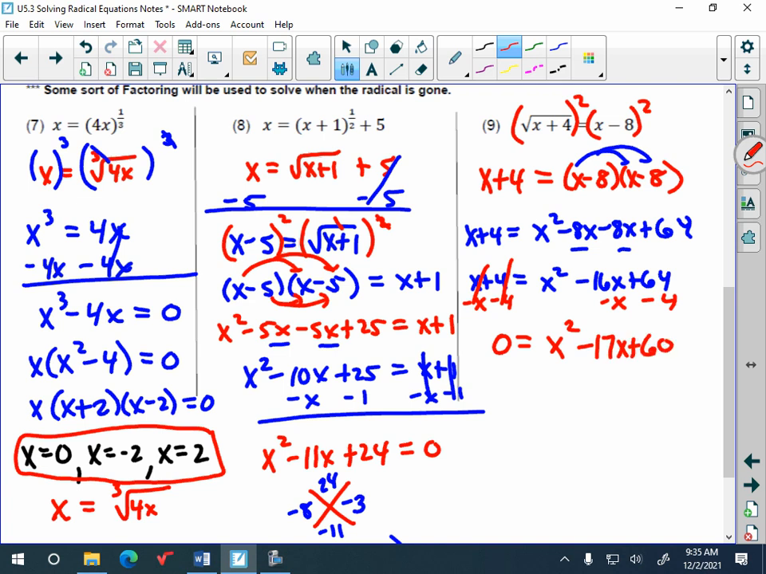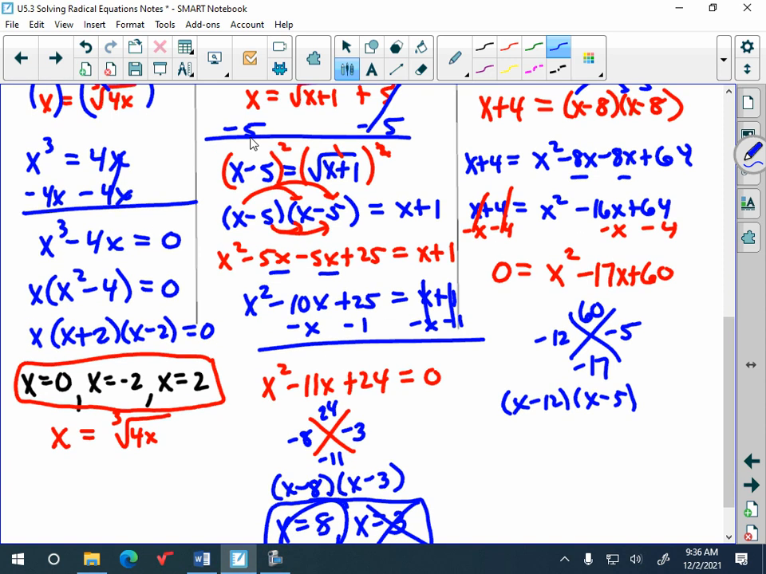All right, so we have a trinomial, 3 terms. We use x, 60 on top, negative 17 on the bottom. 2 numbers that multiply to 60, but add to negative 17. Okay, good. And they both have to be negative. So negative 12, negative 5. So then the factors are x minus 12, x minus 5. Set those equal to 0 and solve. We're going to get x equals 12, x equals 5.